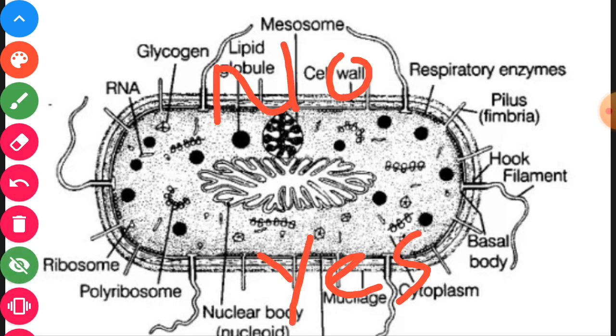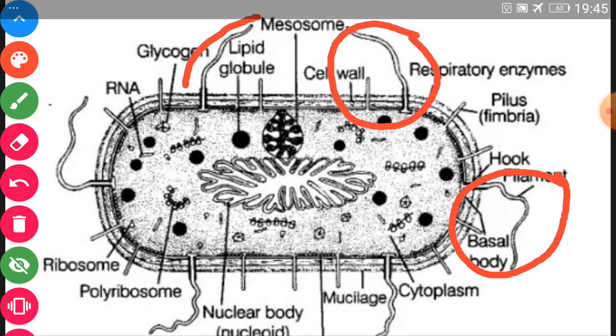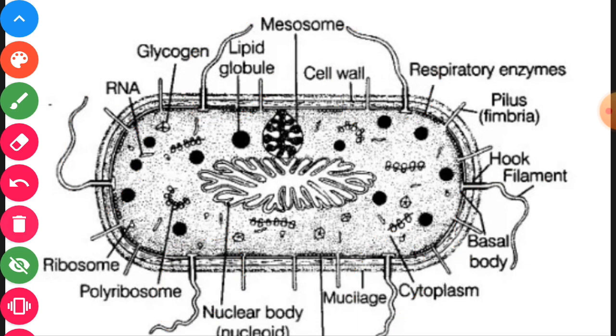Flagella. This one is flagella, and also this is flagella. All these structures which arise from the cell wall of bacteria are flagella. Now what are they? Flagella are long and hook-like structures, like you can see here.